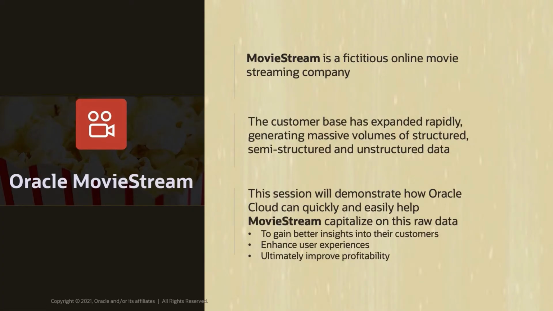MovieStream is a fictitious online movie streaming company. And they've had a lot of success. The customer base has expanded rapidly. They're generating massive volumes of structured, semi-structured, and unstructured data. And this data is providing them with real opportunities to help them accelerate that growth, to help them gain a better insight into their customers, to enhance their customers' user experiences, and ultimately improve profitability.